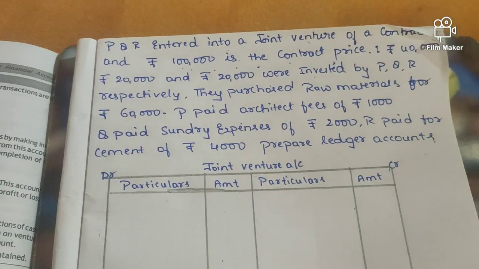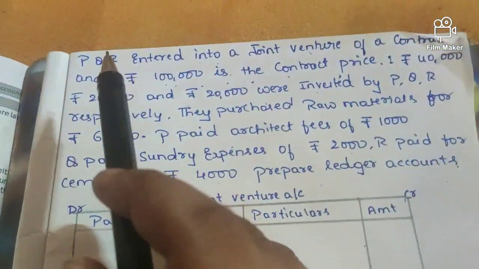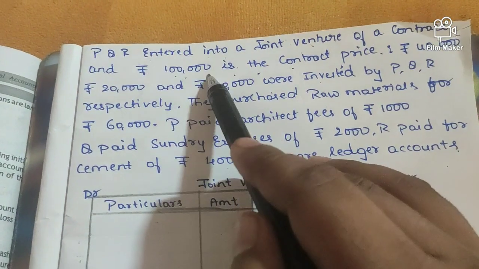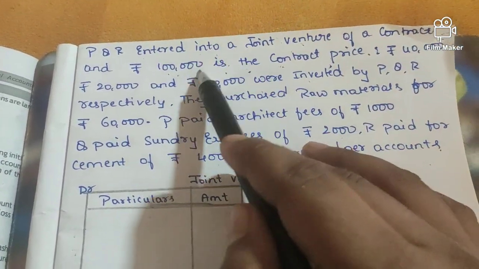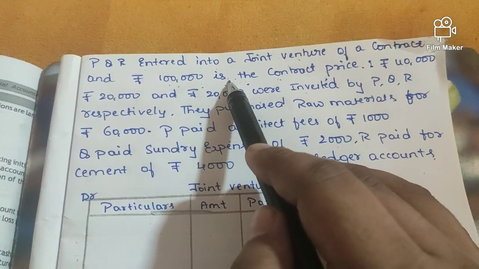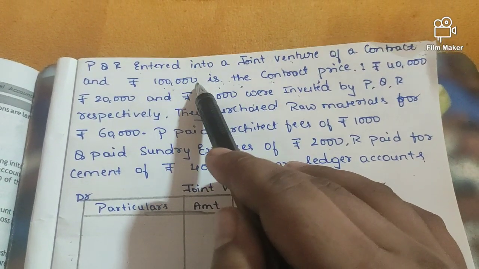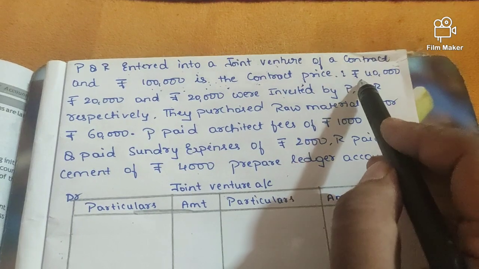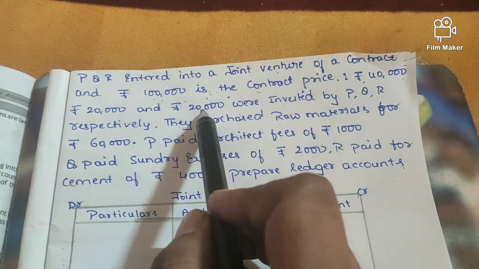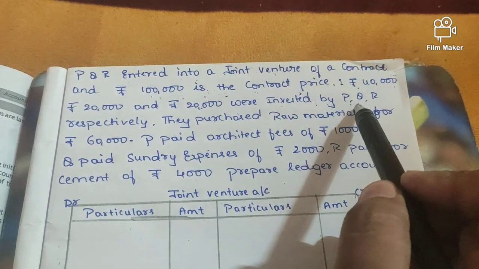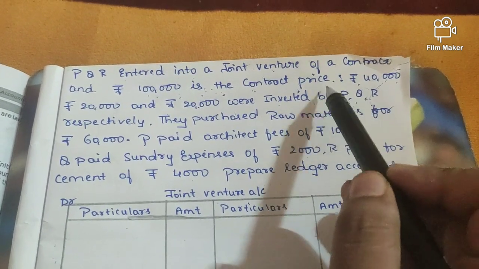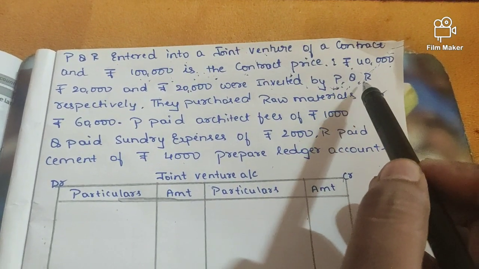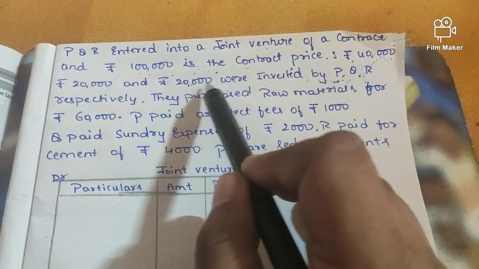Now let us begin with the simple problem. Look at the problem which I have given here. P, Q and R entered into a joint venture of a contract, and rupees 1 lakh is the contract price. This is the overall contract price realized, or it may be a profit or anything they have earned through the sales. Then rupees 40,000, rupees 20,000 and rupees 20,000 were invested by P, Q and R. This is the contribution by the co-venturers. We don't call them partners in a joint venture, we call them co-ventures. So P and Q are the co-ventures, and they have contributed the respective amounts.